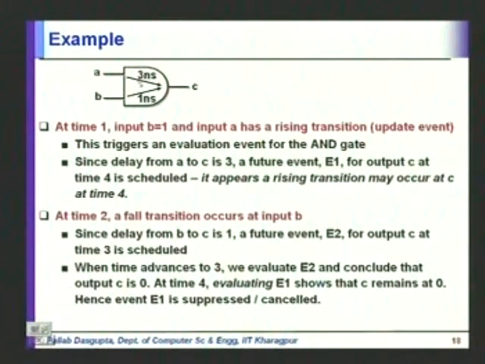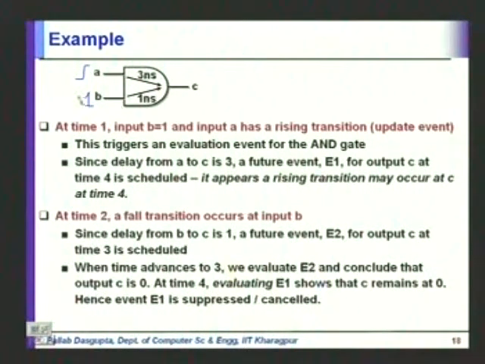So, this is a single AND gate with two inputs A and B. The delay from A to C is 3 nanoseconds and the delay from B to C is 1 nanosecond, right. At time 1, input B has the value 1, and input A has a rising transition. So, at that time input A rises from 0 to 1.